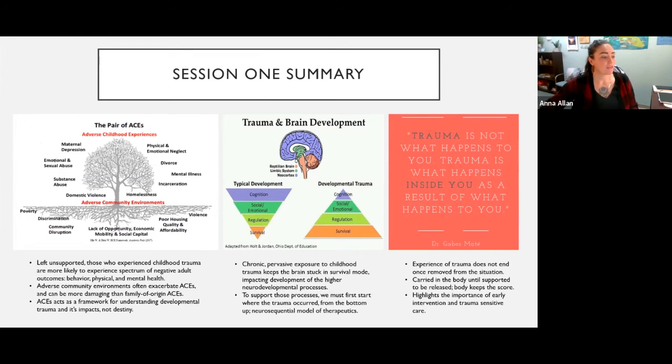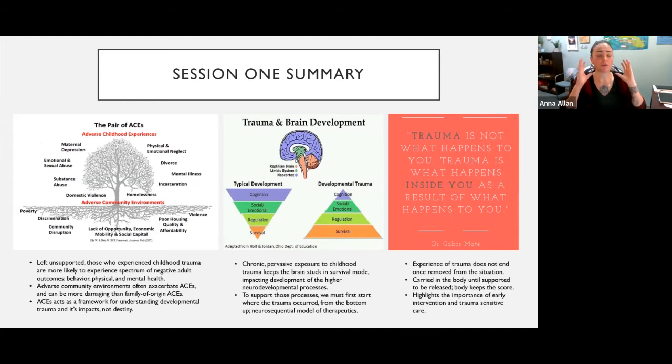Okay, trauma and brain development. Pervasive or chronic exposure to childhood trauma keeps the brain stuck in survival mode. When the brain is constantly stuck in survival mode, it's stuck in the lower part of the brain. We're stuck in our brain stem.